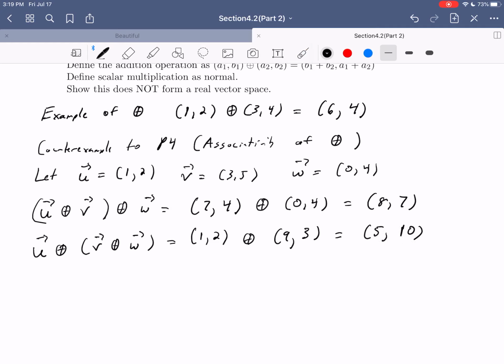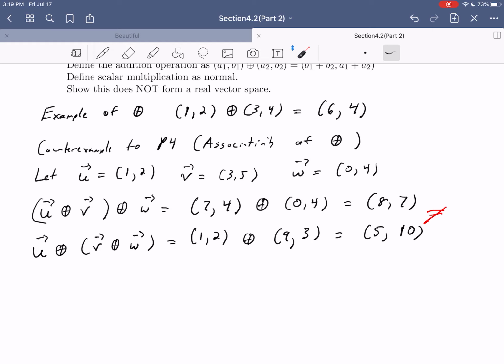What do we notice? Well, these things are clearly not equal. So it matters if we group U and V and then do W, or if we do V and W and then add the U. So in other words, it's non-associative. So we've just shown it's not a vector space.